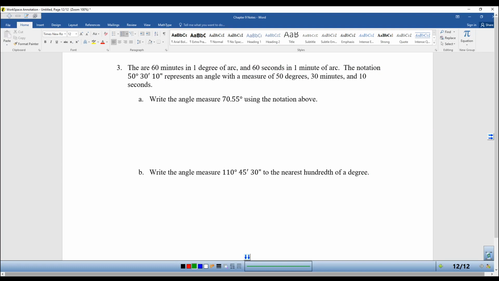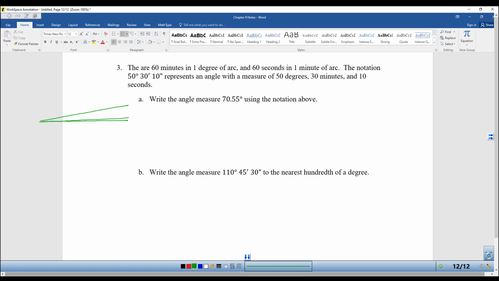So this last one is a little tricky. There are 60 minutes in a degree of an arc and 60 seconds in a minute of an arc. I know that's super confusing. So back when degrees were first measured, remember there's 360 degrees in a circle. But what if you want to break down a degree even tinier? How do you make it even tinier?